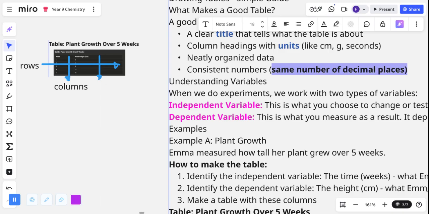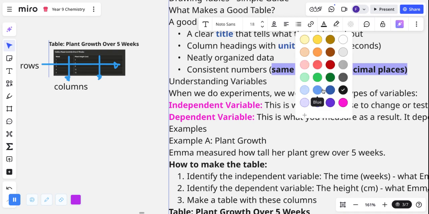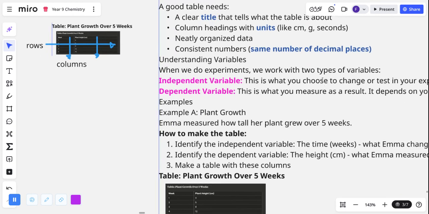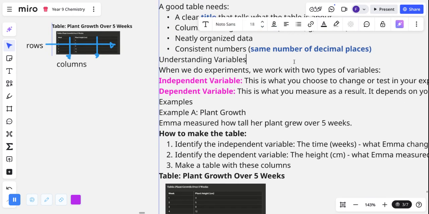So these are key things. That's the 3 things that I'd expect you to do. The neatly organized data, fine. But these are the 3 things that I'd expect you to do. And you can get 4 marks for a table, which is a huge amount of marks. All right. So remember that. Fair enough. Don't remember it.